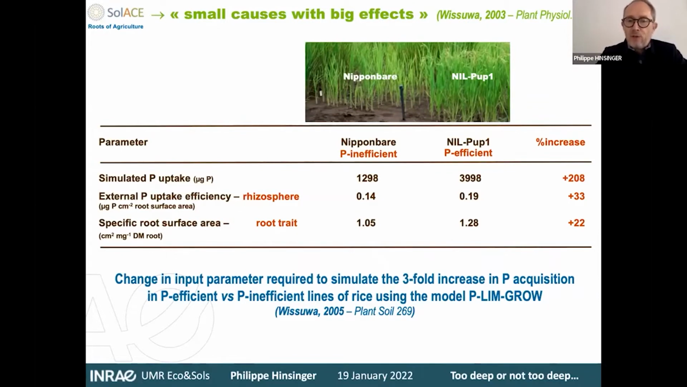Maybe it's a nightmare for a geneticist, because looking for such little changes in a root trait is not that easy, but it was good news. There was no need to increase by 200% the root size to get this kind of impact on the performance of the crop.